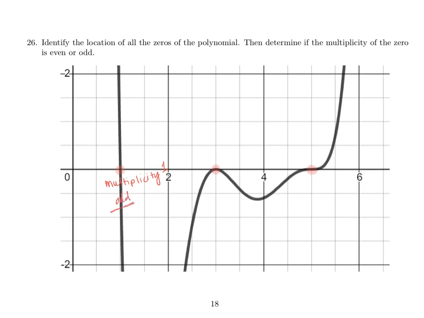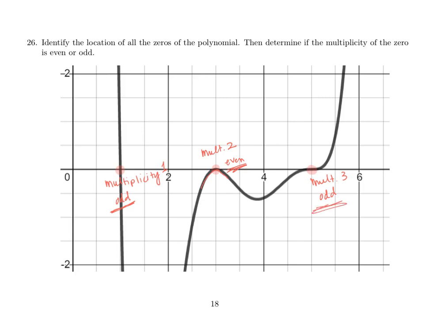Okay? If it bounces back, like in this example, the second one, this represents a multiplicity of 2. Well, 2 is even, so you would say that this is even. And then if it wiggles, like in this third case, this represents a multiplicity of 3, so this is going to be odd.